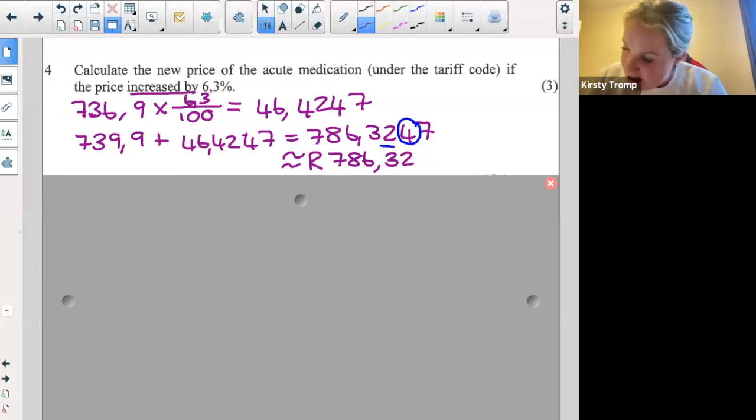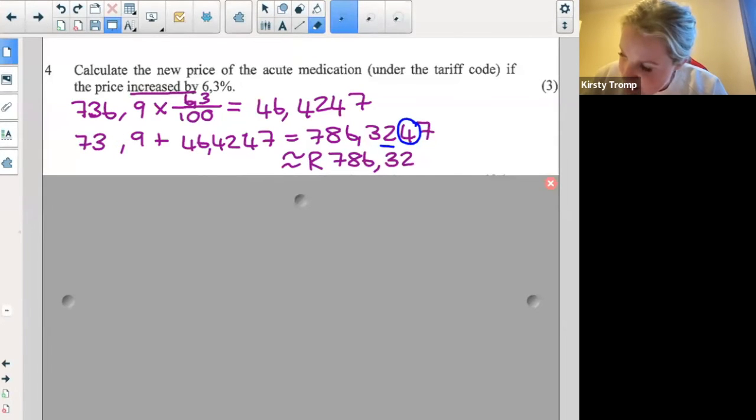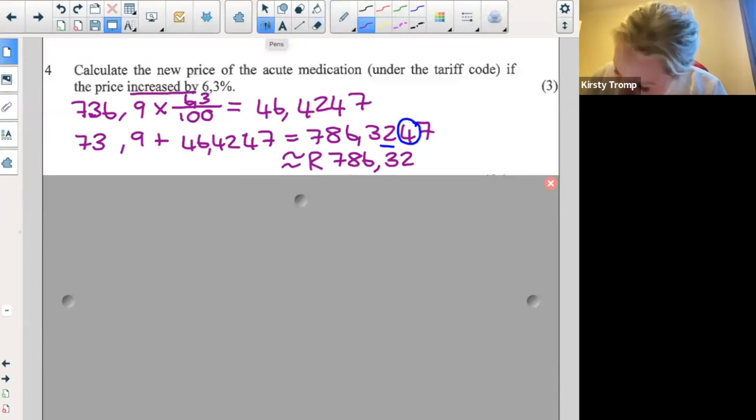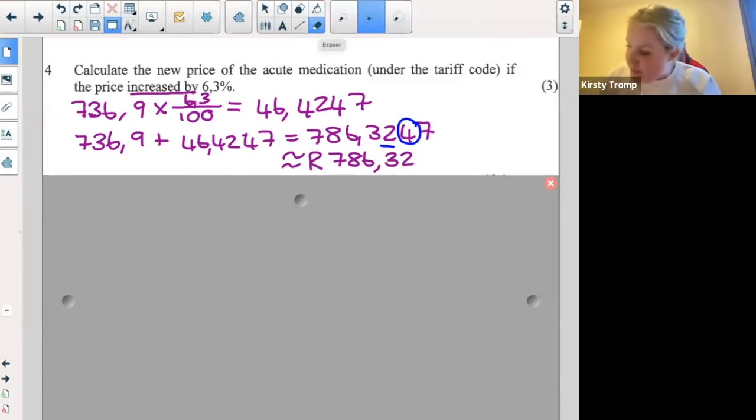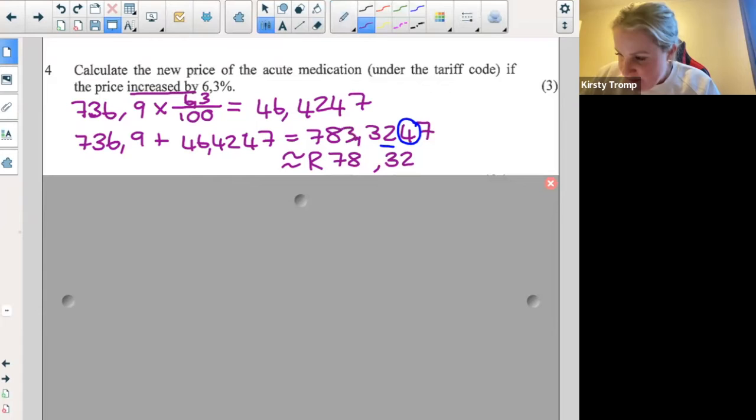Okay, guys, you are right. I have not added correctly because I didn't fix it. Thank you. Again, just testing your maths, testing to make sure that I'm doing the right thing. Apologies. Okay, so let's fix it quickly. Oh, Miss Kirsty, 736,9 plus 46,4247. This is right. You are right. This is a 3. That's a 3, and that should be a 3. Apologies. There we go.